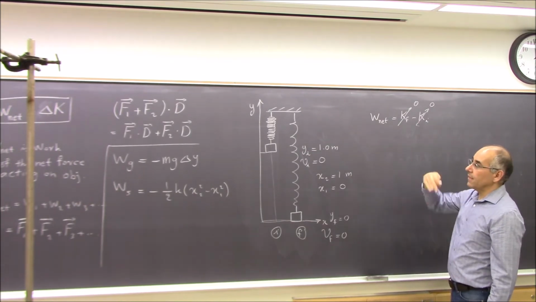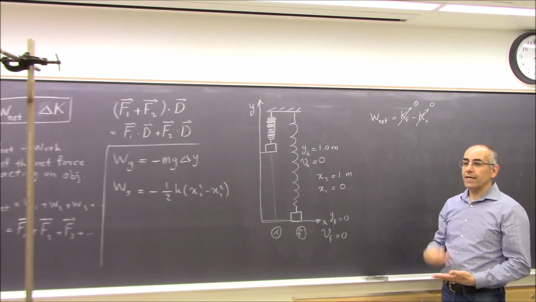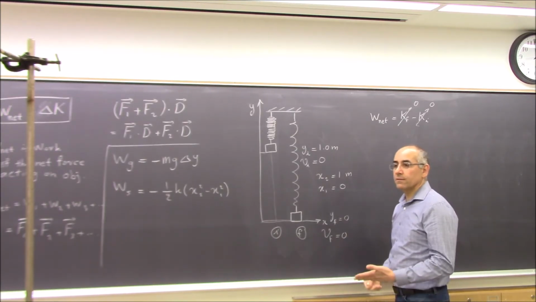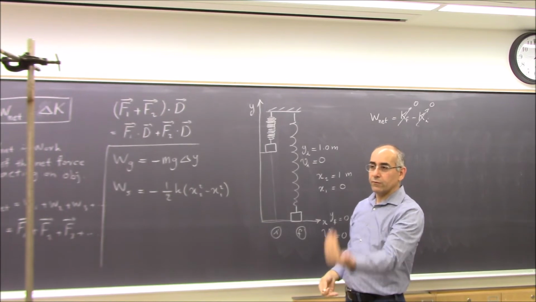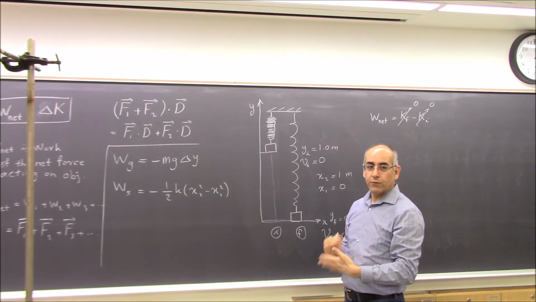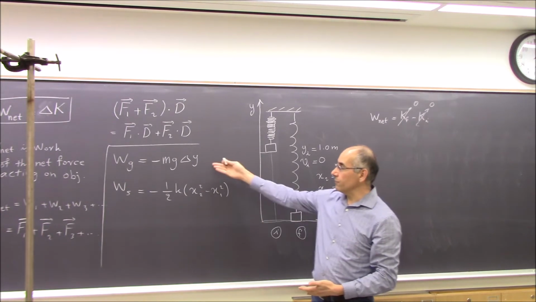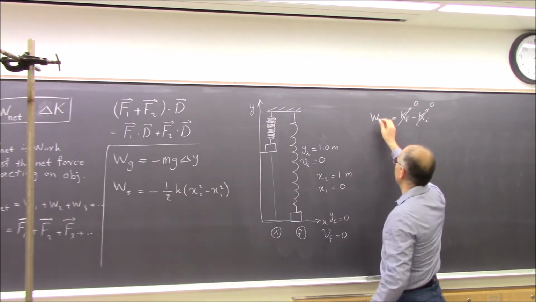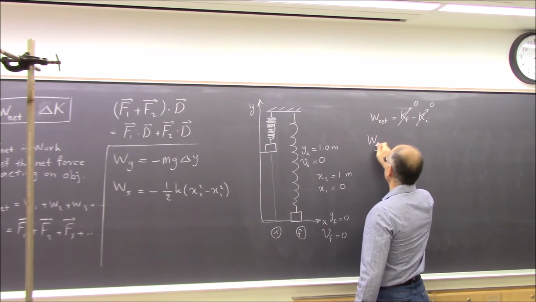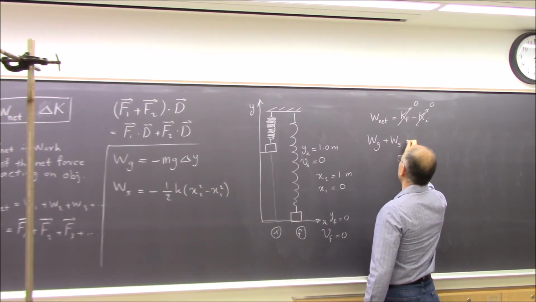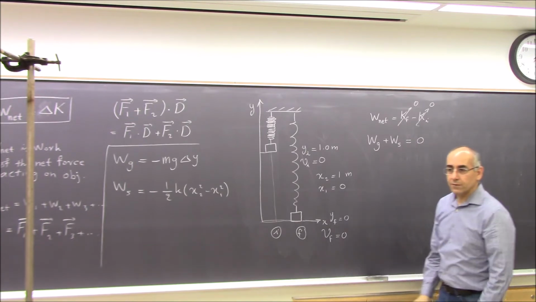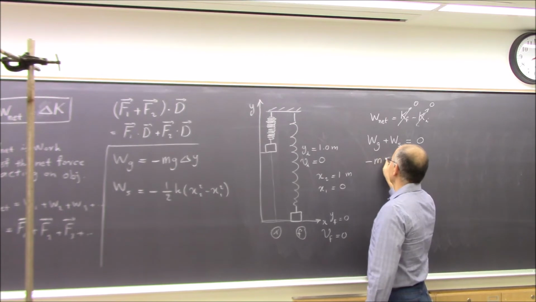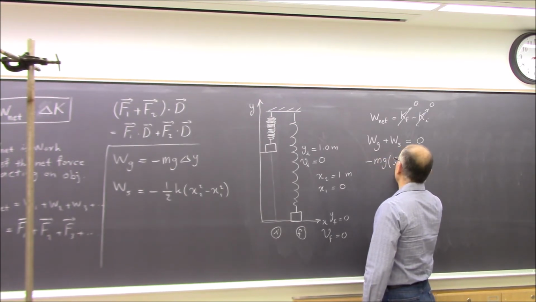The other side is W net. How many forces are acting on the mass? Yes, there are two forces acting on this mass. One is the force of gravity, one is the force of the spring. Fortunately, both of these are conservative, and we have formulas for their work, right? So W net is W of gravity plus W of spring, and it should be equal to 0 according to this equation. Work of gravity is negative mg times y final minus y initial.